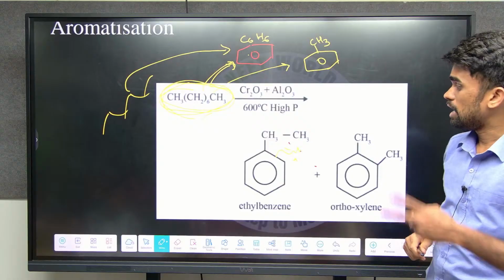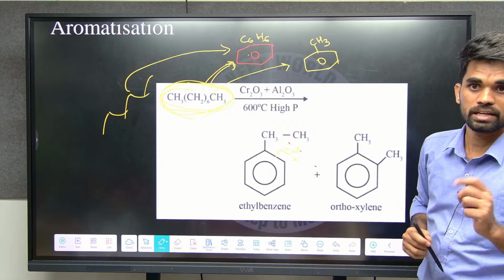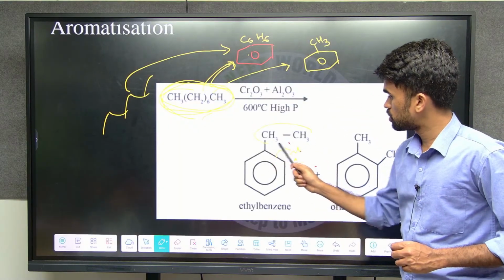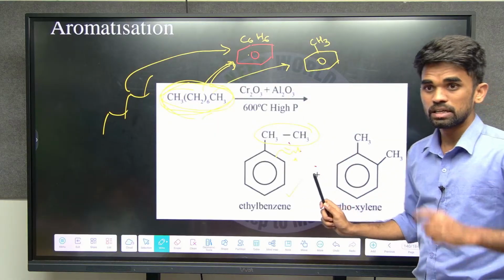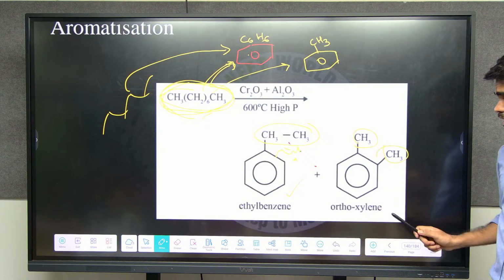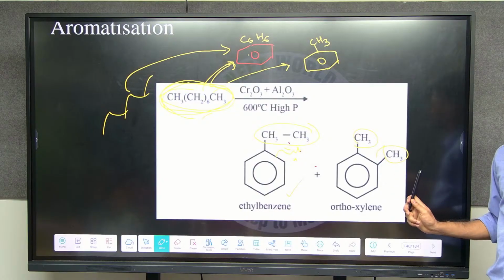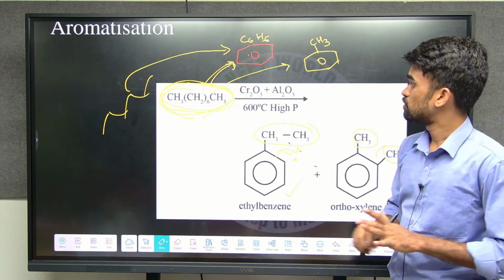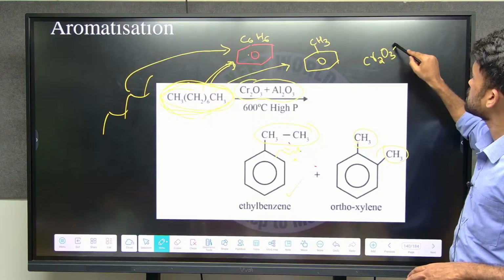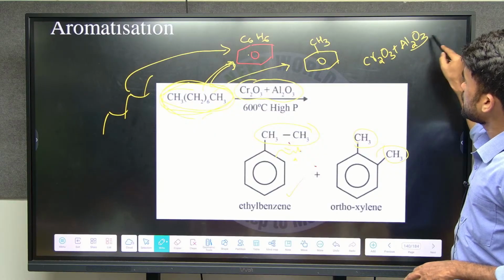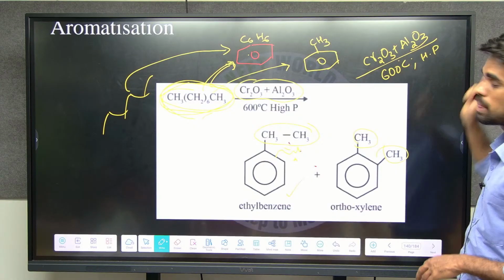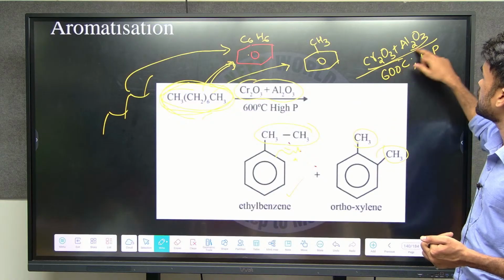Clear, everyone? If 2 carbons are extra, it means the octane case. Put the 6-member ring first. How many extra? 2. Put the 2 like this as an ethyl group, you will get ethyl benzene. Otherwise, on adjacent sides like this, don't put them in any other places, only these 2 places, dimethyl benzene. Okay? Now, during this process, what is the catalyst used here? Cr2O3 plus Al2O3. High temperature like 600 degrees Celsius and high pressures are required. What is this? Cr2O3 and Al2O3.